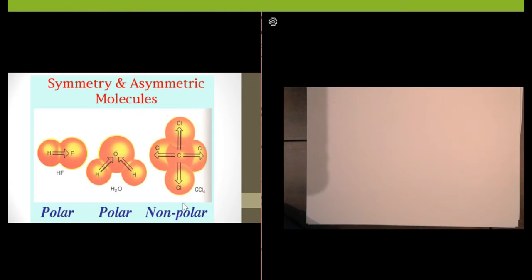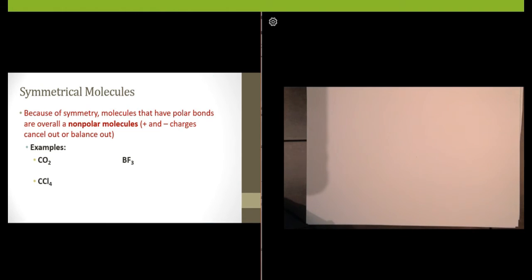So if we cut it this way, it's the same. We cut it this way, it's the same. Okay? For the polar molecules, no matter how we cut them, even if we cut them like this, they'll be the same, but not like this. Here it's the same, here it'll be different. Because of symmetry, the polar bonds can cancel out, giving an overall nonpolar molecule.